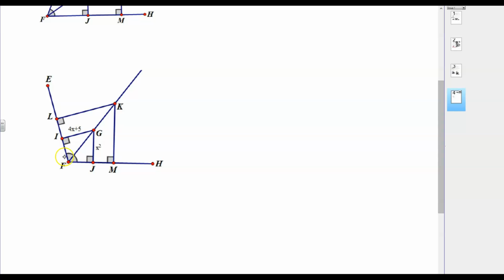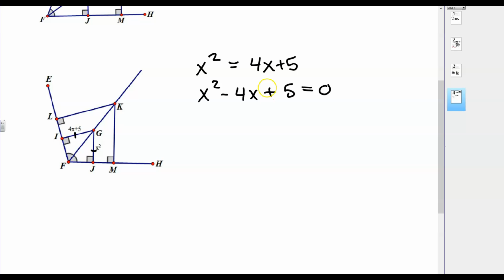Here, this is again marked as an angle bisector, and point G therefore must be equidistant to the sides of this angle. Therefore, I know that these two things here are congruent. So I can say that x squared is equal to 4x plus 5. And we can solve that. Because it's quadratic, I bring everything over to the other side. X squared minus 4x plus 5 equals 0. It's quadratic. I want two numbers that multiply to 5 and add to negative 4. Oh, that should be a minus 5. I'm sorry, guys. That's what I did wrong. That should be minus 5.